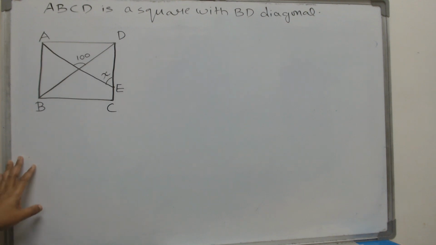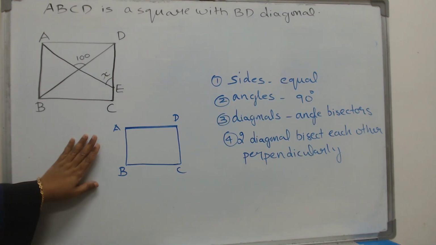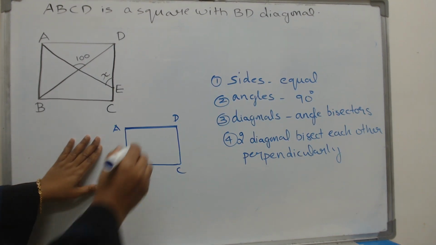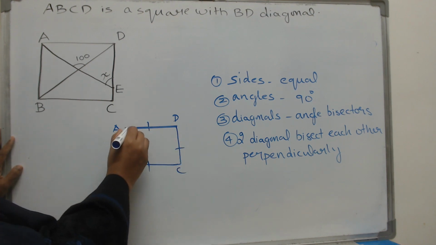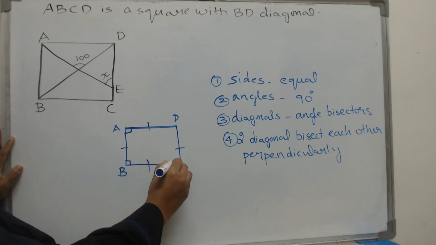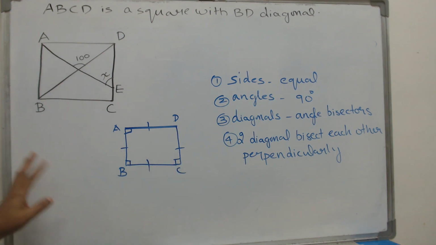Now whenever we are given one of these special quadrilaterals, a square or a parallelogram, whether you need it or not, remind yourself of all the possible properties. So these are the properties of a square. All the four sides are equal. All the four angles are what? 90 degrees.